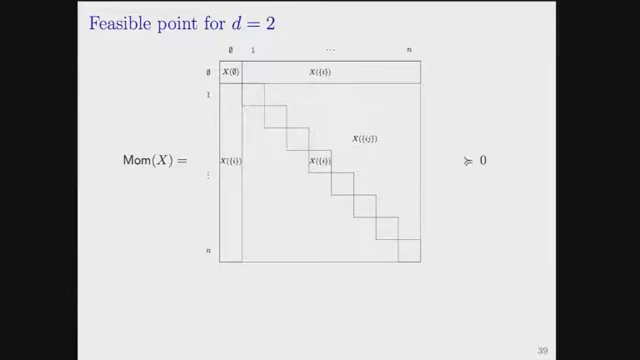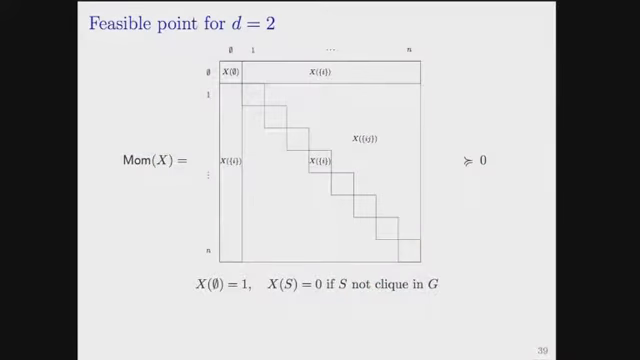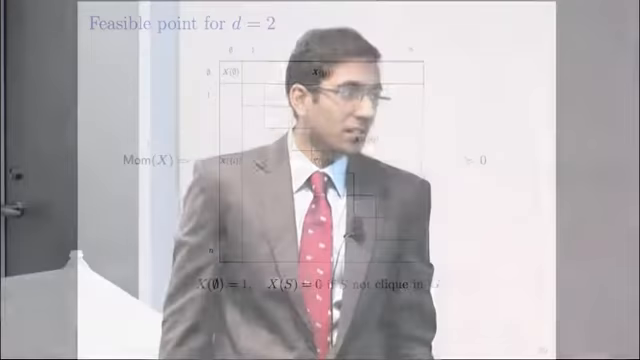Okay, recall that we had this moment matrix. This is for d equals 2, which has rows and columns indexed by subsets of size at most 1, so just the null set and the singletons. Recall what our constraints are. You want to set x_v equals 1, so there's nothing to guess there. If s is not a clique, then you must set x of s to 0. So, for instance, if a pair of vertices is not connected, you must put 0 over there.